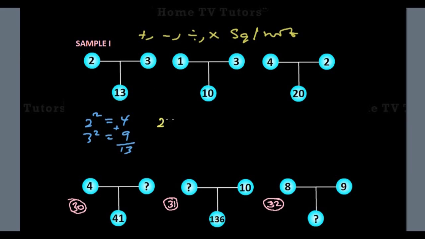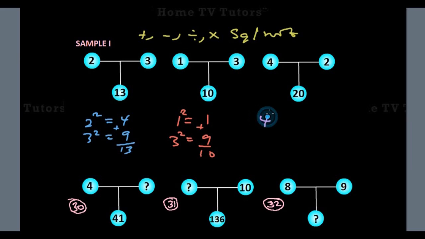So the addition of the square of the two numbers is what will give us the answer, the number at the bottom. Let's try the second given sample to see if it is the same. The square of 1 is 1. The square of 3 is 9. So 1 plus 9 gives us 10. Good, it is the same pattern.